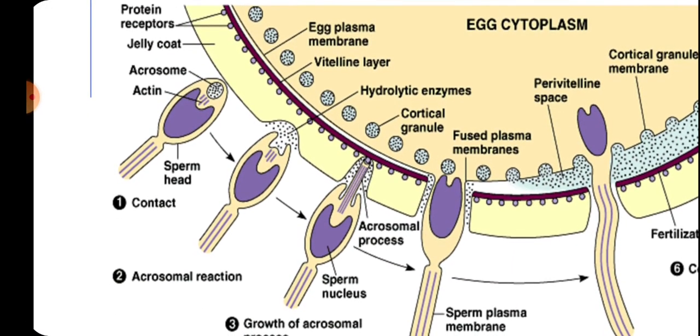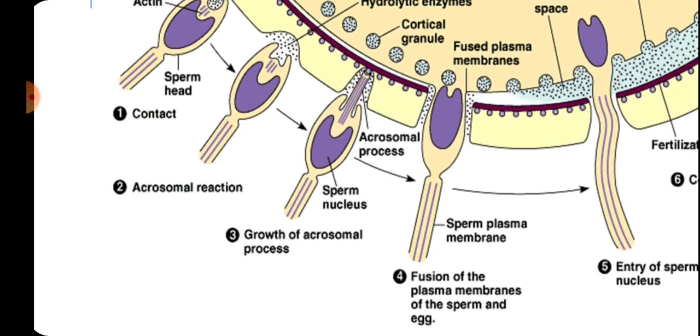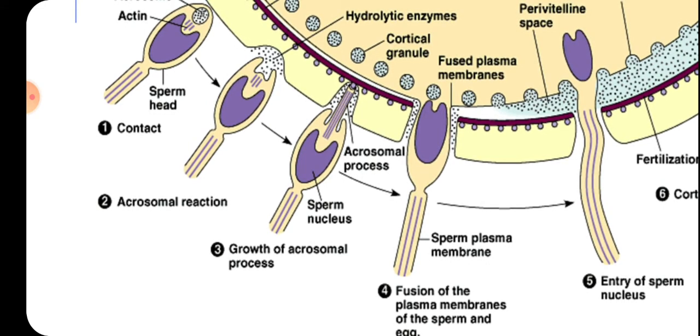The second stage can be called the acrosomal reaction stage, wherein the acrosome bursts open, which has got an enzyme hyaluronidase, which reacts with the protein receptors of the egg membrane, and hydrolytic enzymes are released. The third stage of the fertilization is the growth of the acrosomal process. A small acrosomal process is released and it touches the egg vitelline membrane. And you can see a prominent sperm nucleus which is haploid, shown by the purple color.